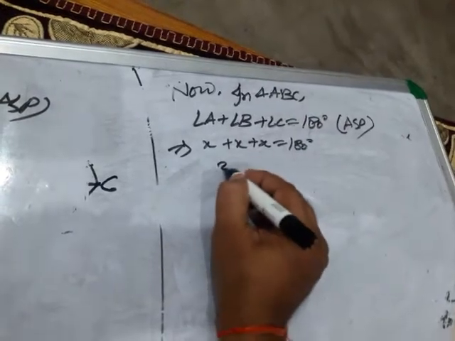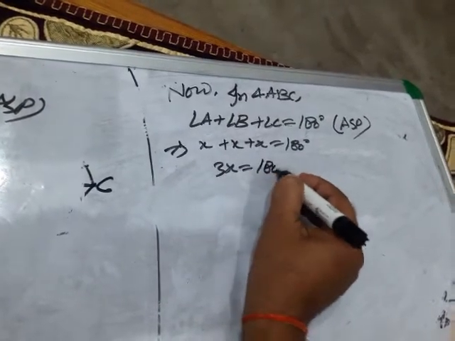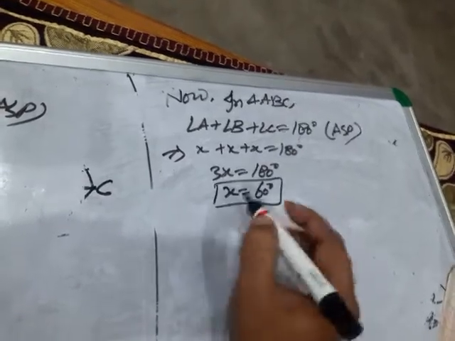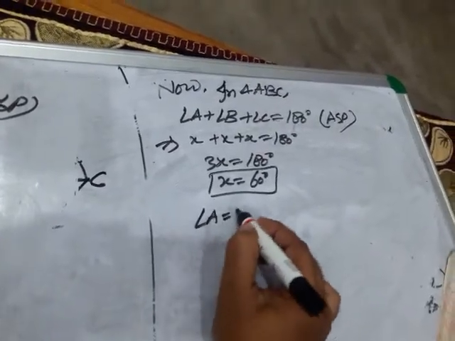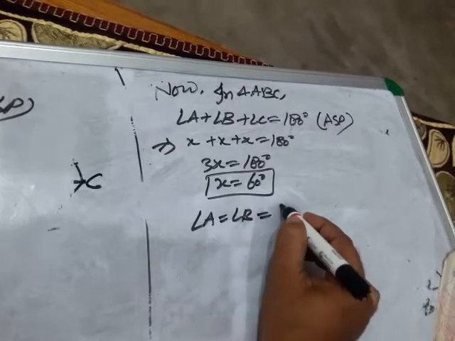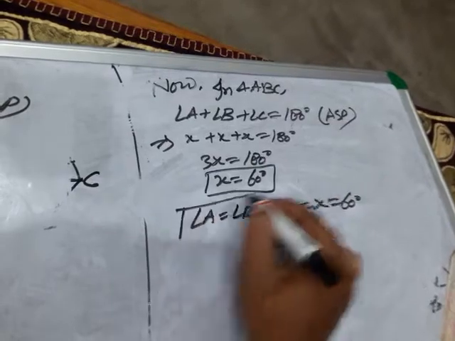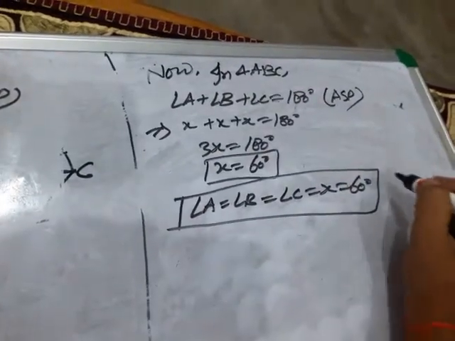This implies that 3x equals 180 degrees. This implies that x equals 60 degrees. And what is x? Angle A equals angle B equals angle C equals x equals 60 degrees. Yeah, and that is what we have to prove, children.